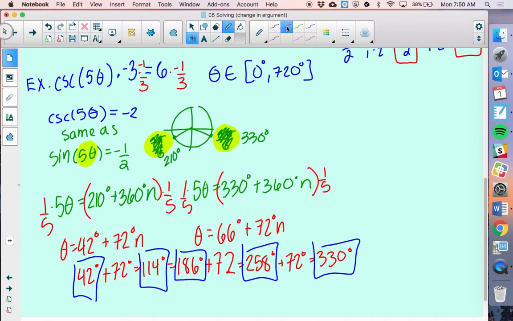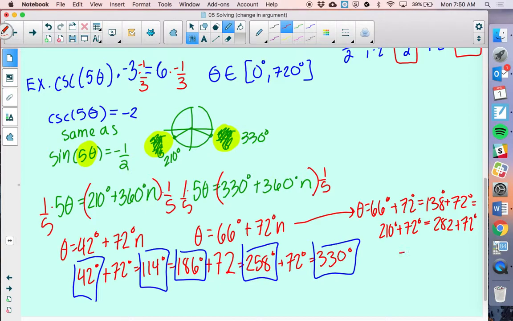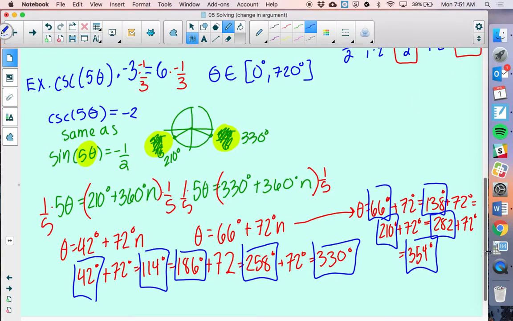And then I'm going to do the same thing with the 66. So I get 66 plus 72 is 138, plus 72 is 210, plus 72 is 282. And plus another 72, which will be the last one, is 354, and if I add again, I'm out of my domain. So these are my solutions. Okay, so all of those ones I boxed in blue are answers to that problem. And that's it.